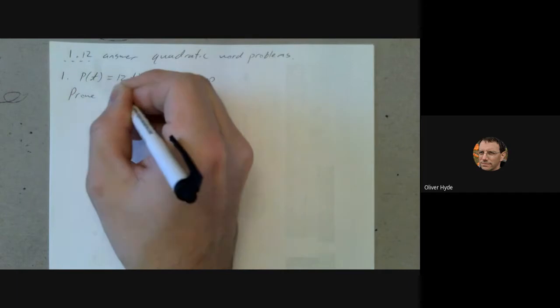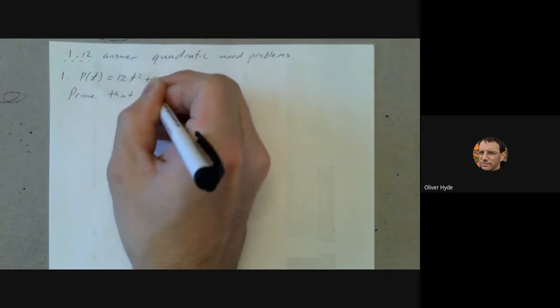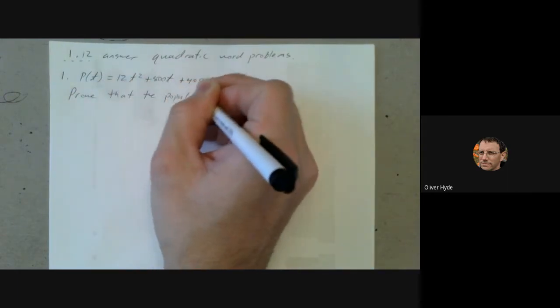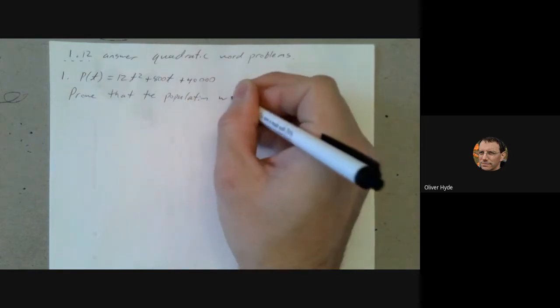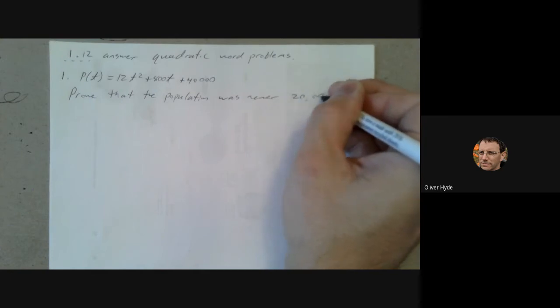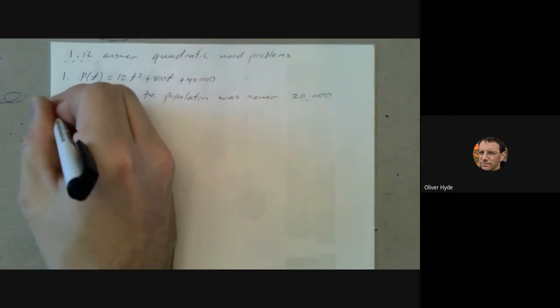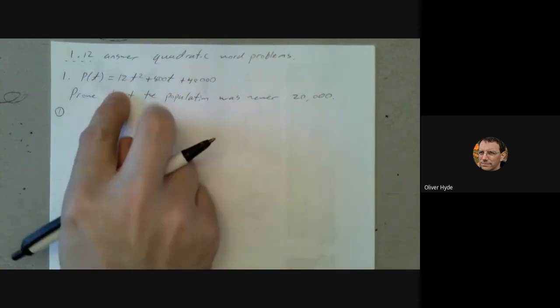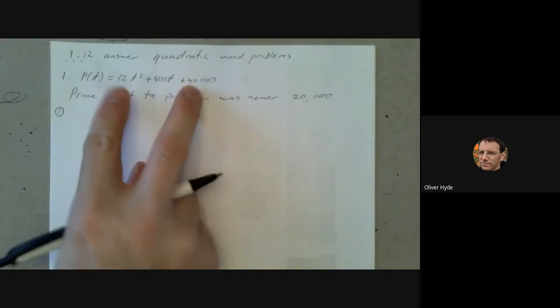We are going to be asked to prove that the population was never 20,000. There's a couple of interesting ways we can go about this problem. Approach number 1, I'm going to set up an equation and use the discriminant. And what I want to do is show my reader that if I set my population equal to 20,000, that the quadratic equation that's created will have no solution.